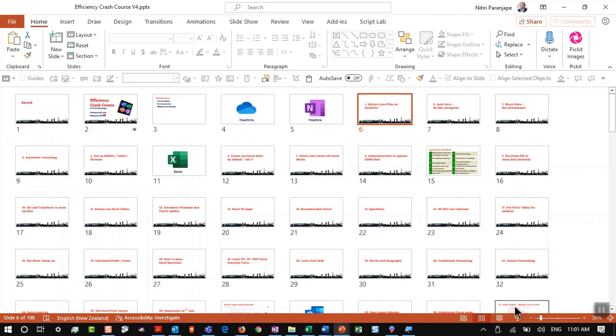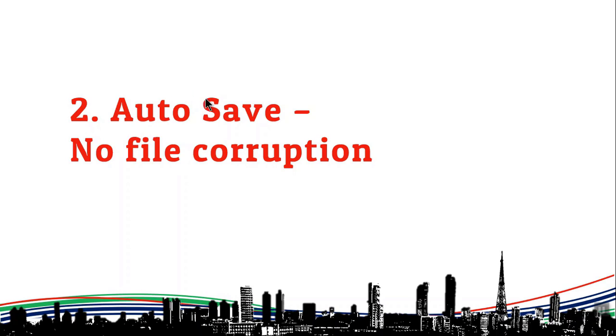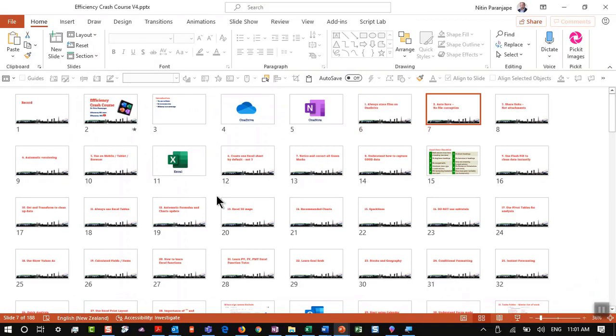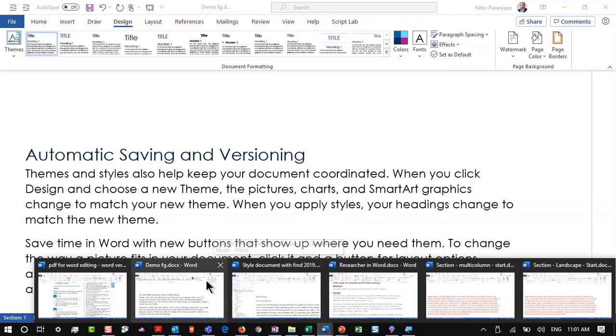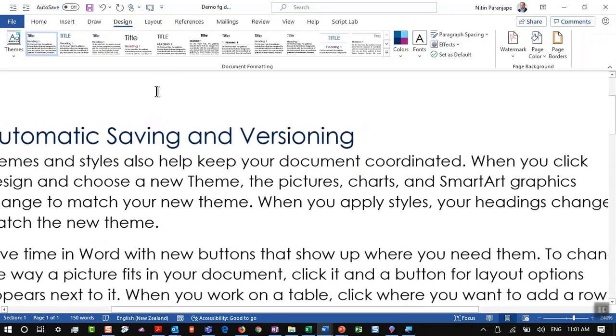Why should we store it there? Now, what happens is, very often we work on a file, we forget to save, something crashes and the file goes for a toss, it gets corrupted and all your effort is lost. That will never happen now. Let me show you. So I have a file here. What happens? I hope all of you can see.